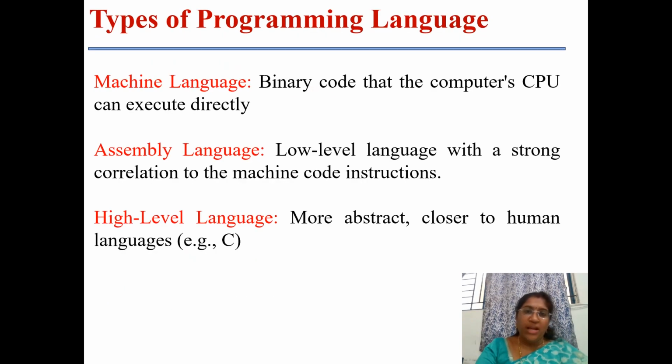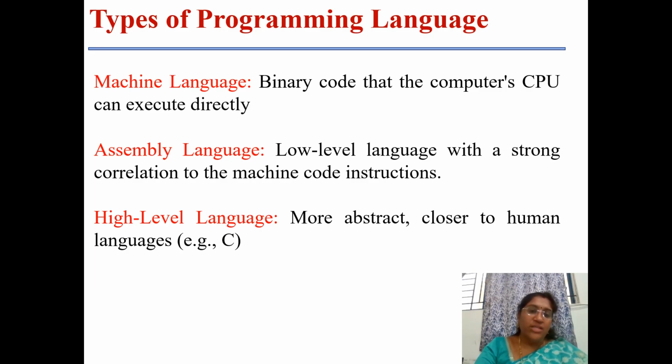Types of programming language: machine language, assembly language, high-level language. Machine language, the most basic level of programming language, consists of binary codes, zeros and ones, that the computer CPU can execute directly. It is hardware dependent and difficult for humans to read and write. Assembly language is a low-level programming language that uses symbolic instructions closely related to machine code. It provides better readability and control over hardware but still requires knowledge of the computer architecture.